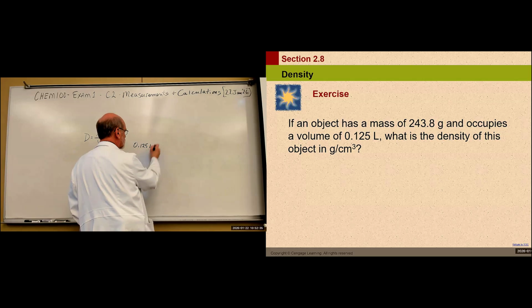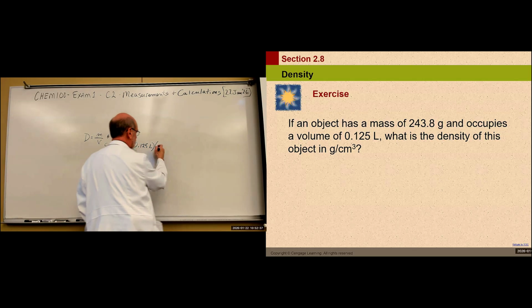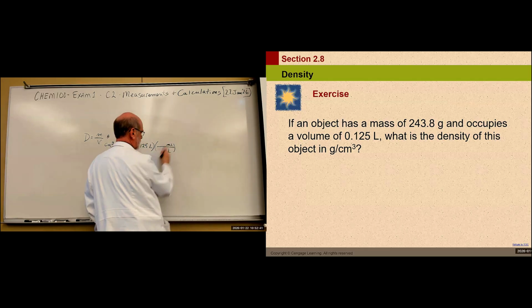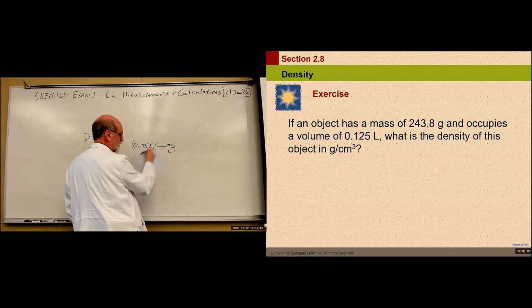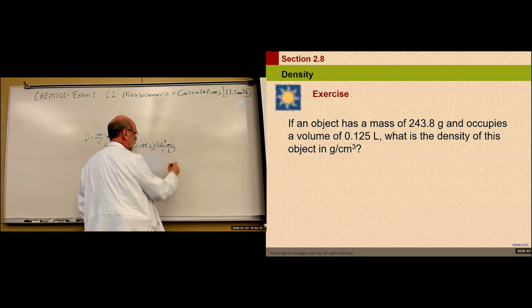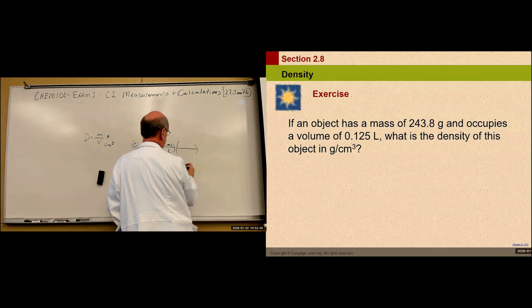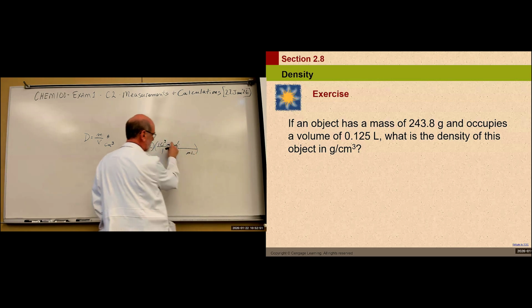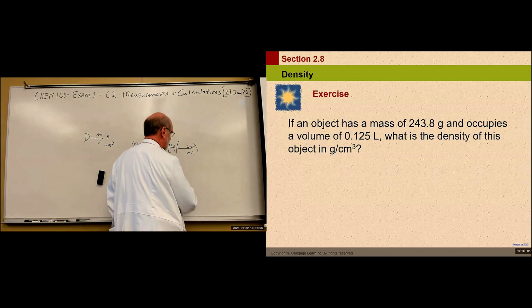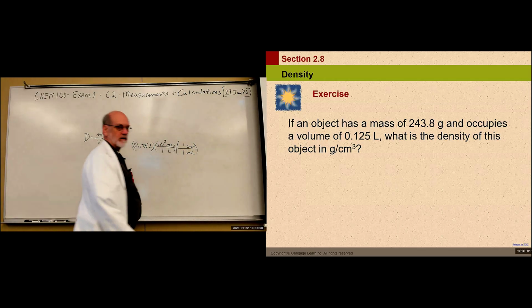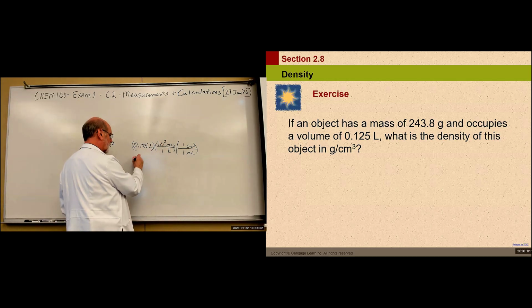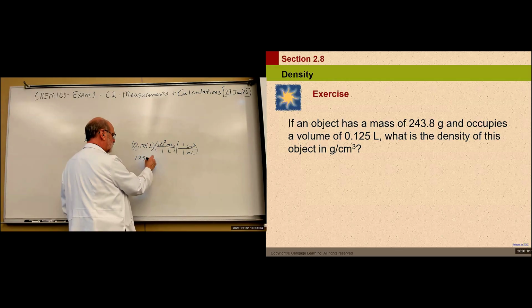0.125 liters is how many milliliters? Notice, cancel the liters, leave us with milliliters. Well, it takes 1,000 milliliters to make a liter. But we need cubic centimeters, so we're going to cancel milliliters and leave us with cubic centimeters. It just so happens that they're equal. So multiply that times that, you get 125 milliliters.